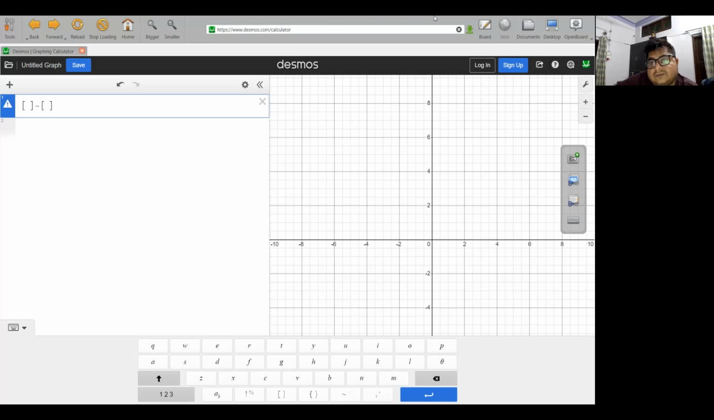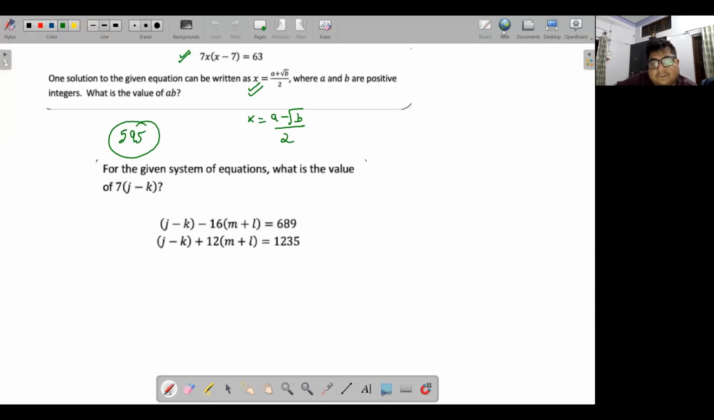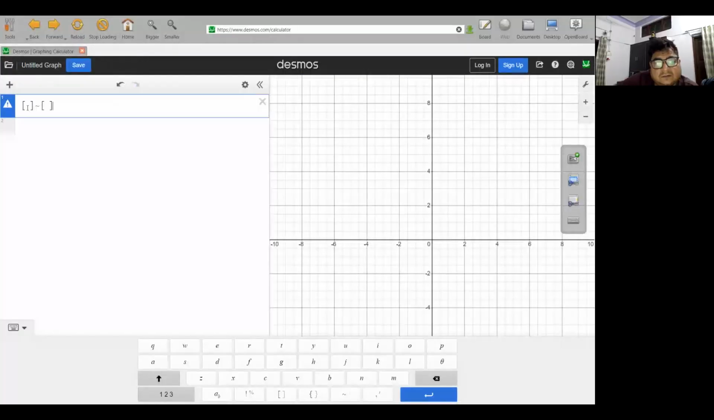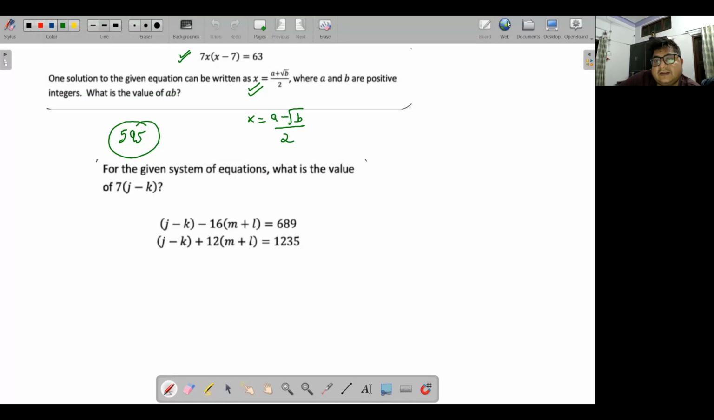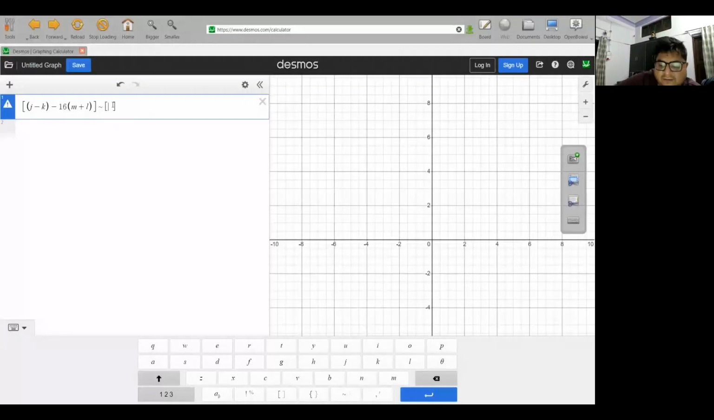Now, first of all, we have to type the left part, which is (j - k) - 16, and then we have m plus l. So I write m + l, which is equal to 689. You can write it as 689 here.